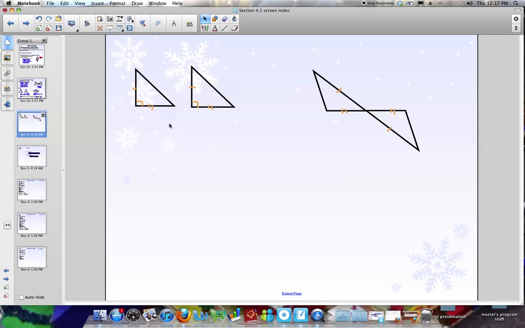A couple other examples. This one, again, side, side, side, side angle side, or not possible. I'm given one pair of sides, two pairs of sides, and the fact that both of these are right angles tells me that those will be congruent as well. So I have two sides, and the angle is included. The angle is in between the two sides. Therefore, this one is side, angle, side, excuse me.